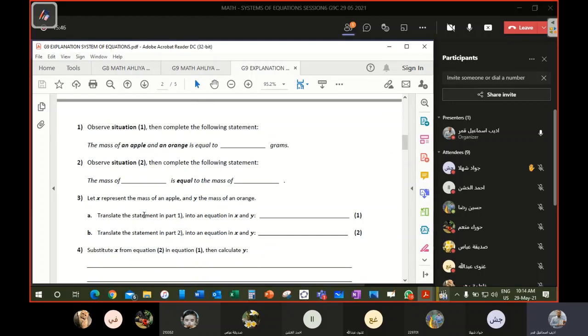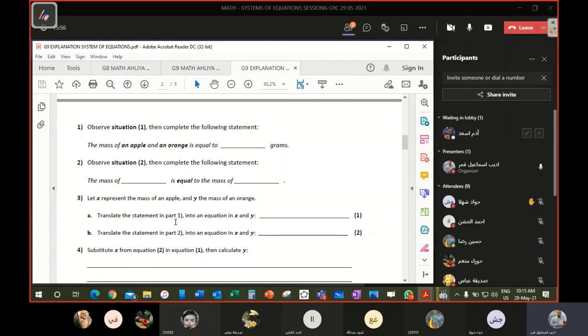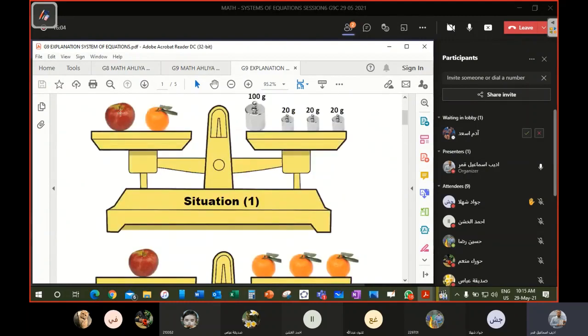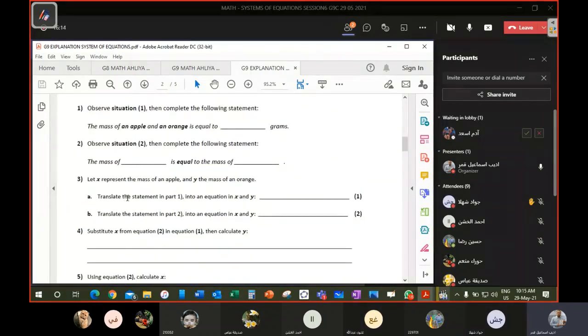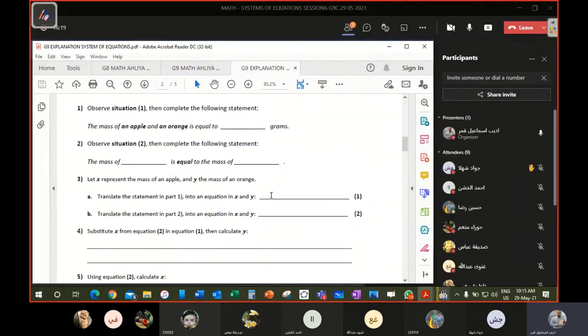Here we have letting our assumptions. Let X represent the mass of an apple and Y the mass of an orange. Translate the statement in part 1 into an equation in X and Y. Okay, if I go back to situation 1, now the apple is X and the orange is Y. So what do we say here? X plus Y equals to, very good. X plus Y, because in the first equation, X plus Y is equal to 160 grams.